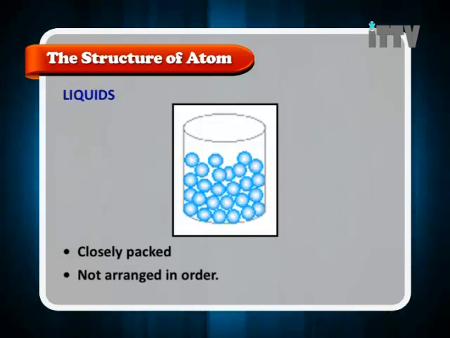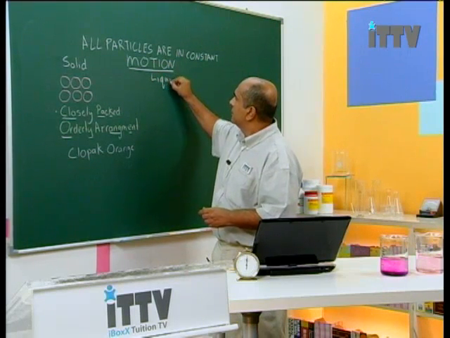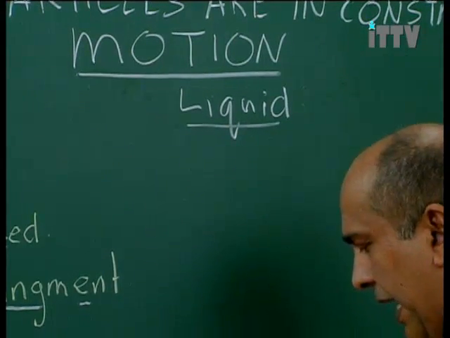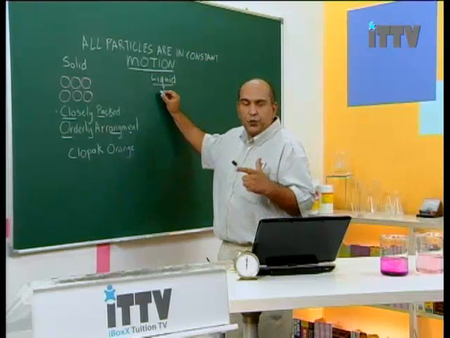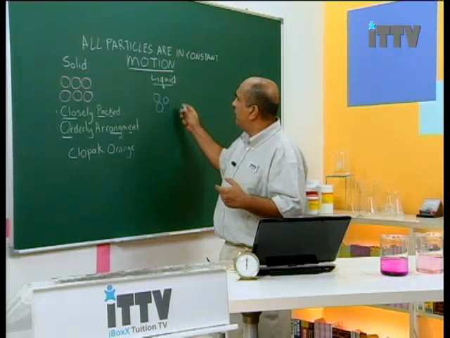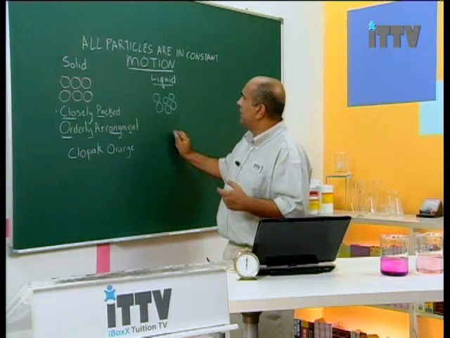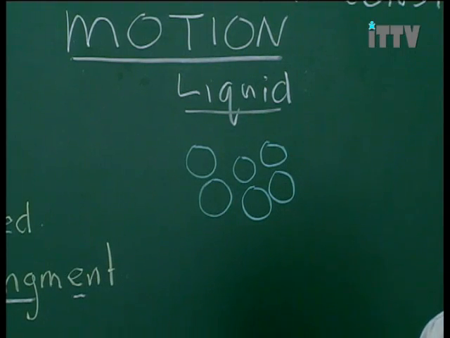Key points: closely packed, not arranged in order. So if we move to our liquids, let's do our liquid over here. What we have with our liquid is that the particles are closely packed, but they are not in an orderly arrangement. We tend to draw them in groups of 2 or 1. So you draw like 2 of them here, 1 separate, maybe another 2 here, 1 here like this. They are still close to each other, but there is no real orderly arrangement to them.